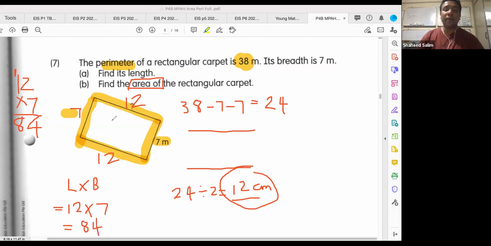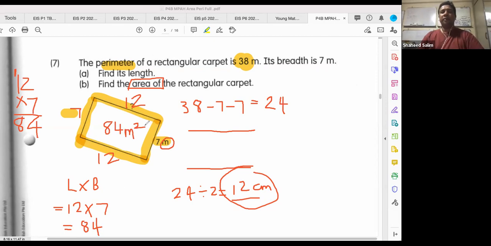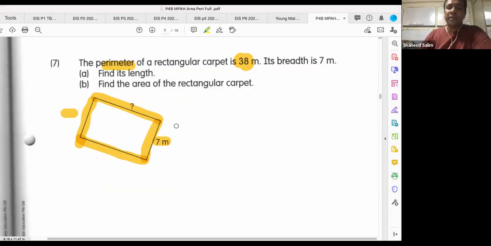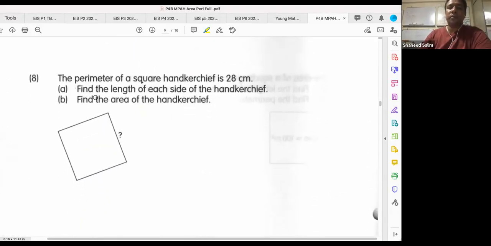In this case, it's square meters. So how do we know it's square meters? Look at this. Square meter, down here. Okay, get it. All right, let us try. I hope you get it. Okay, this is not so tough. This is considered quite easy. Okay, you try this one now.